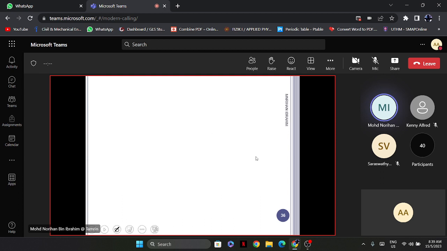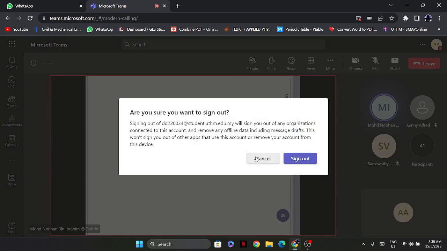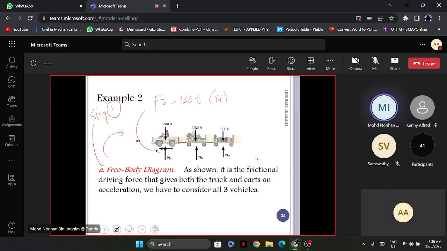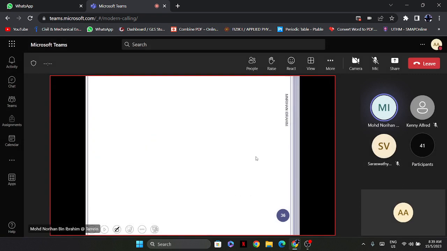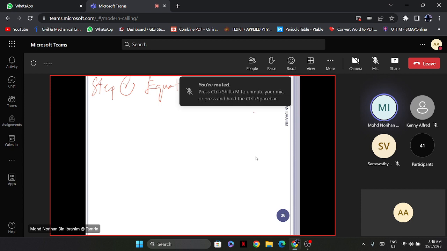So what is step 2? Once you draw the free body diagram showing all of the forces which act on truck A, cut B, and also cut C, the second step is what is the equation of motion? Step 2 is equation of motions.